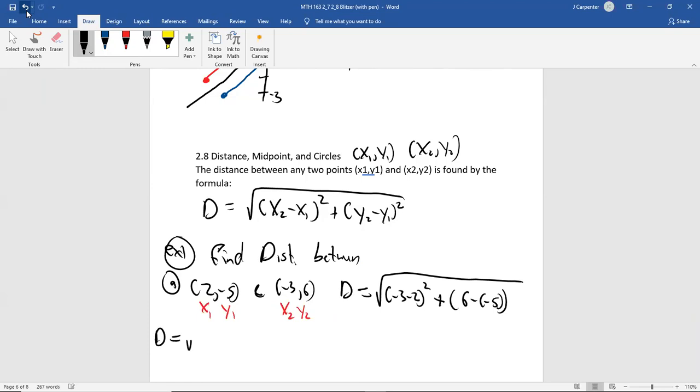So that distance is the big old square root of -3 minus 2 is -5, then squared, plus, I'm going to skip the rewrite here. That's 6 plus 5, and 6 plus 5 is 11. I don't need a parenthesis since it's positive. That's the square root of -5 squared is 25, 11 squared is 121, and yes, that's positive 25. If you forget your parentheses, you might make a mistake there. And then 25 plus 121 is 146. That's the square root of 146.